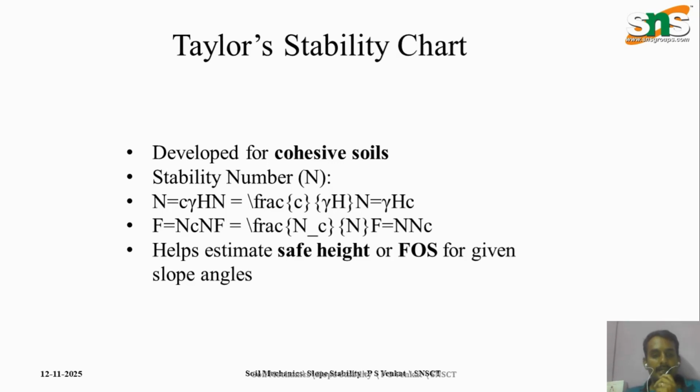Each method has its own advantages and disadvantages. Taylor stability charts are used widely for cohesive slopes. The concept uses a stability number, which is calculated by dividing the cohesion of the soil by the product of density and height of the slope. From this, we can find the factor of safety using the chart based on the stability coefficient. These charts help determine the safe height of slopes and are useful for preliminary design.